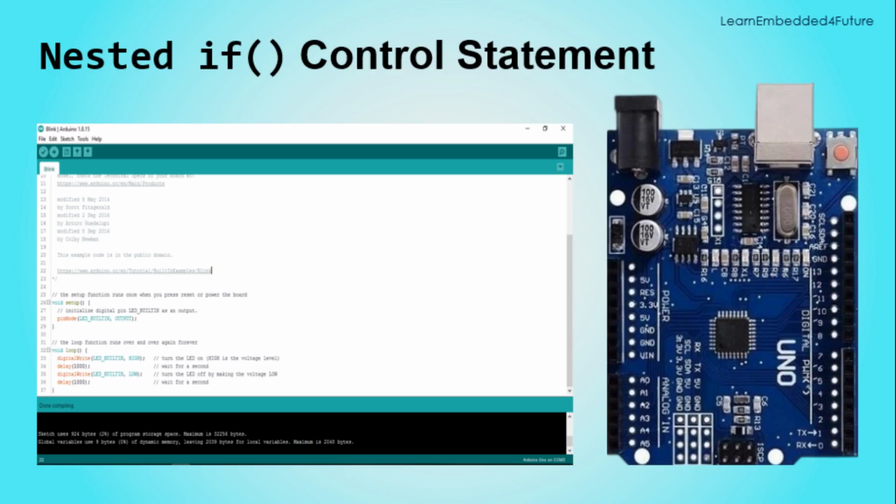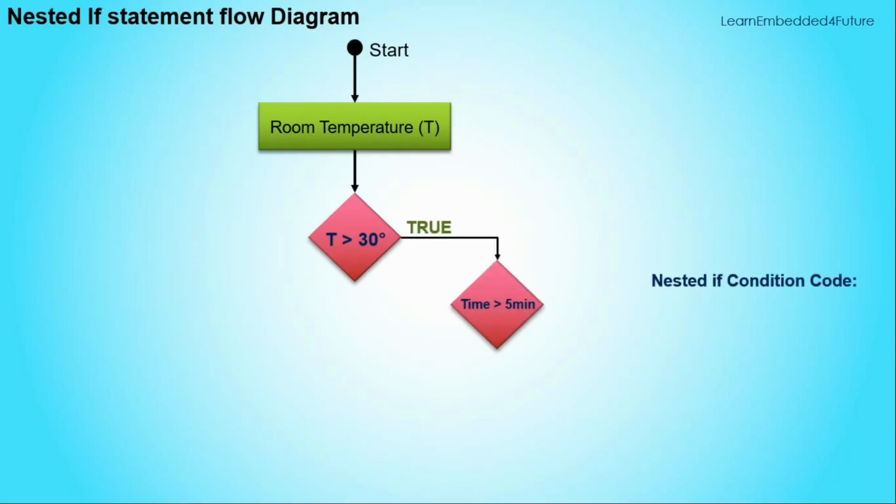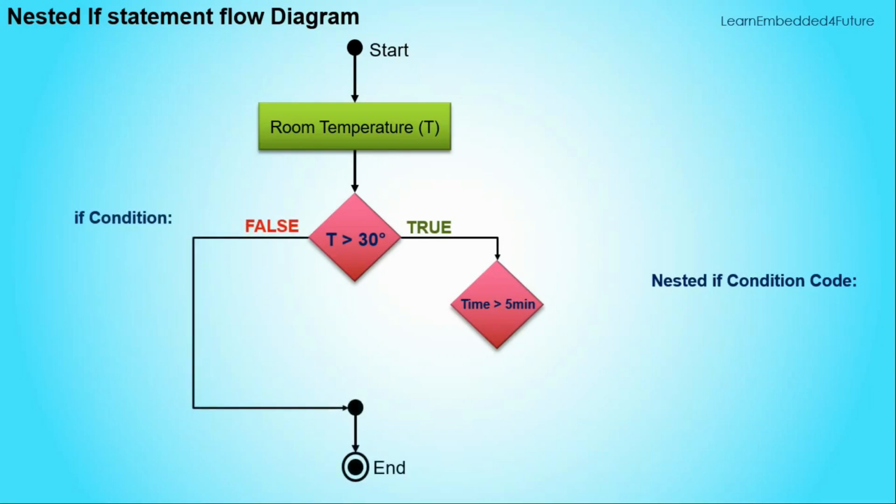Let's assume we want to turn on the fan when room temperature rises above 30 degrees for at least 5 minutes. The temperature sensor measures the room temperature, and if temperature is above 30 degrees, then it checks the consecutive total time the temperature remained above 30 degrees. If temperature is below or equal to 30 degrees, then the conditional code inside the if statement and nested if statement will not get executed.